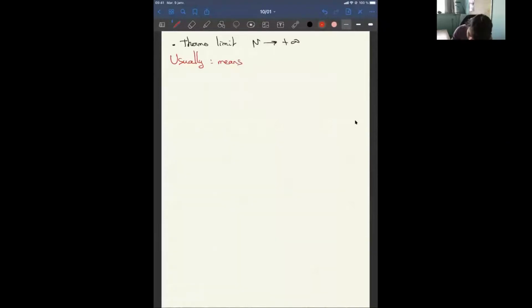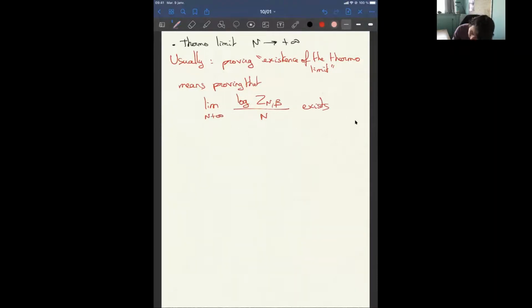It means, so what I should say is, proving existence of the thermodynamic limit means proving that the following thing exists, that the limit of the partition function with n particles.